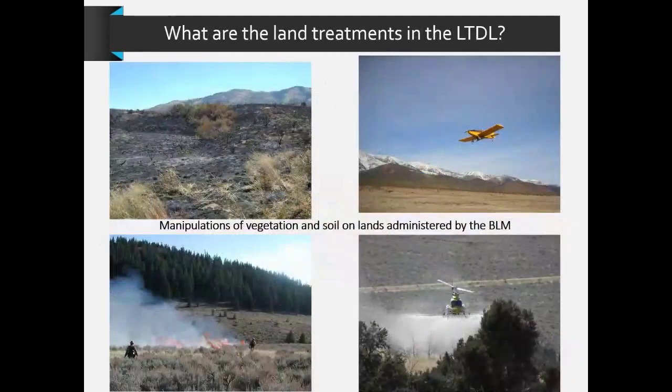What types of land treatments are we talking about in the LTDL? Well, we focused on manipulations of vegetation and soil, and these are only on lands administered by the BLM because this is a BLM USGS project. But ultimately, it could have applications for other federal agencies or state agencies as well. You can think about land treatments as things like prescribed fire and herbicide spraying and any activity that could influence soil or vegetation, like mechanical removal of vegetation.